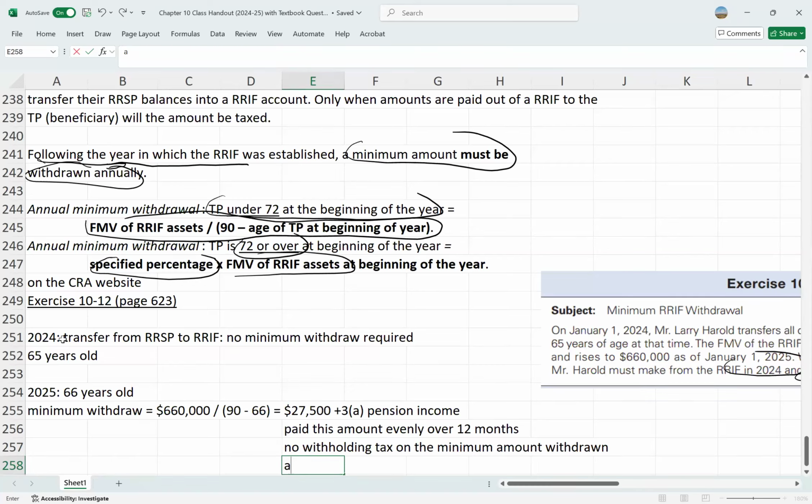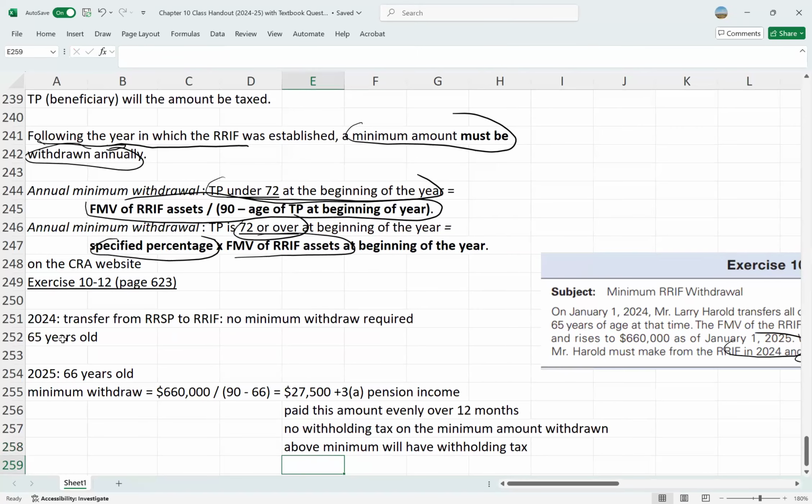Anything above the minimum will have withholding tax. So once again, if you take out just the 27,500, the bank or the investment company will probably divide that by 12 and then put that into your bank account evenly over 12 months, 2,292. And if that's all you're taking out, no withholding tax. But if you take out more than the minimum, then on the amount over the minimum, there will be withholding tax.